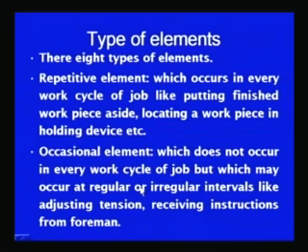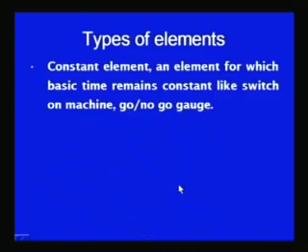So, those activities which are repeated in every work cycle are called repetitive elements, while those activities which occur regularly or irregularly at certain intervals are called occasional elements. The elements can also be classified as constant elements, for which the time required does not change with the characteristic of the work being processed, like switching on or switching off, or carrying out the measurement using a go and no go gauge.